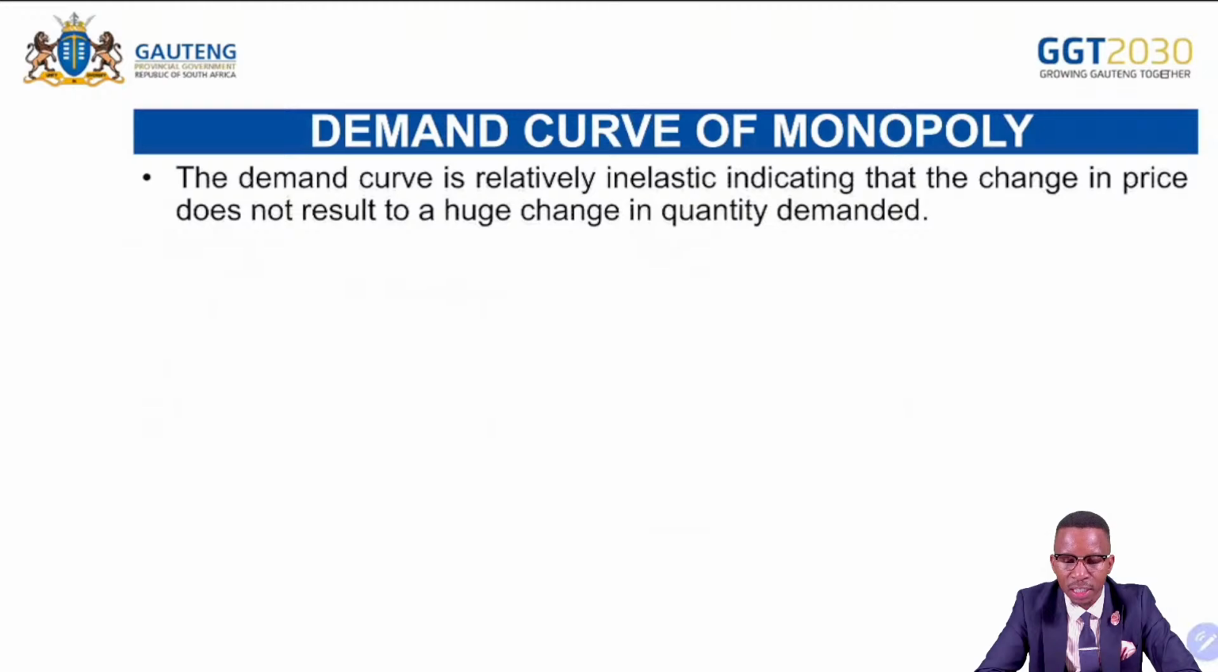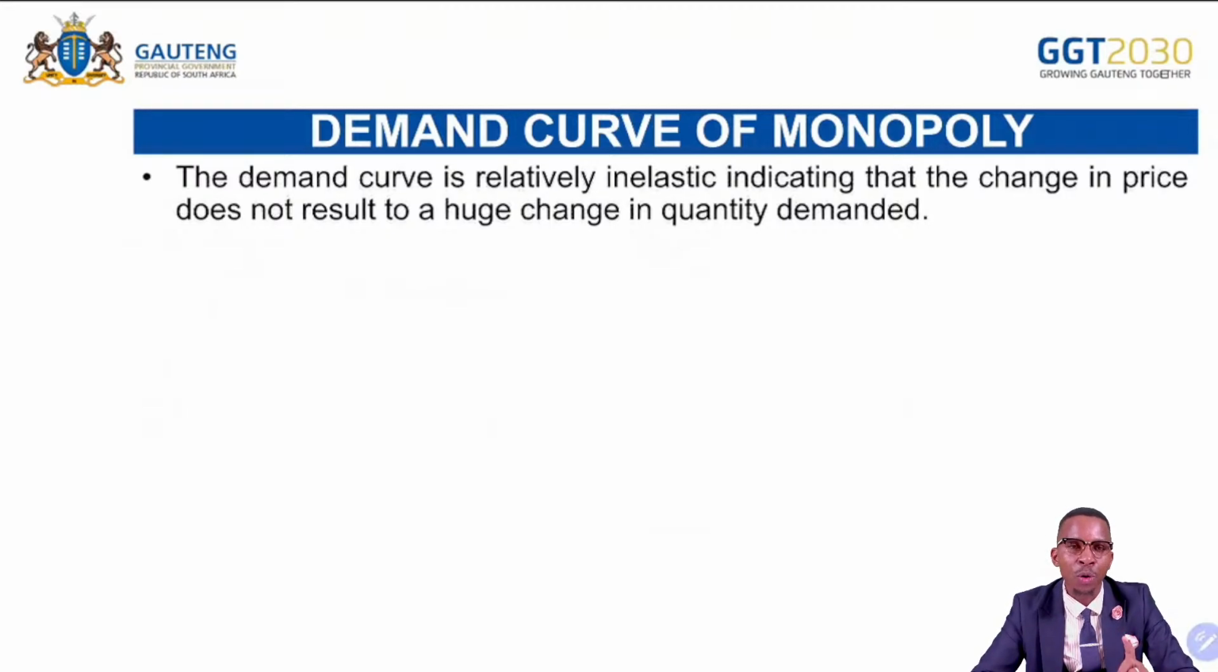The demand curve is relatively inelastic, remember that. Under the monopoly, our demand curve is downward sloping. However, it is relatively inelastic because the firm is the only supplier of the product without any perfect substitute. If the price changes, consumers become less sensitive to the change in price because they don't have any other substitute product to buy from any other supplier. So this demand curve is relatively inelastic.